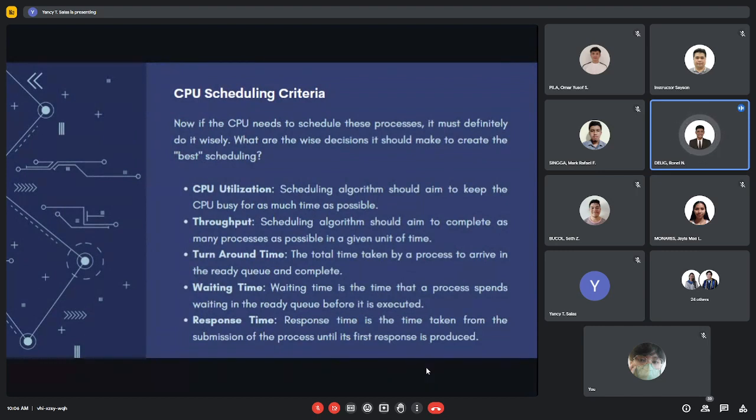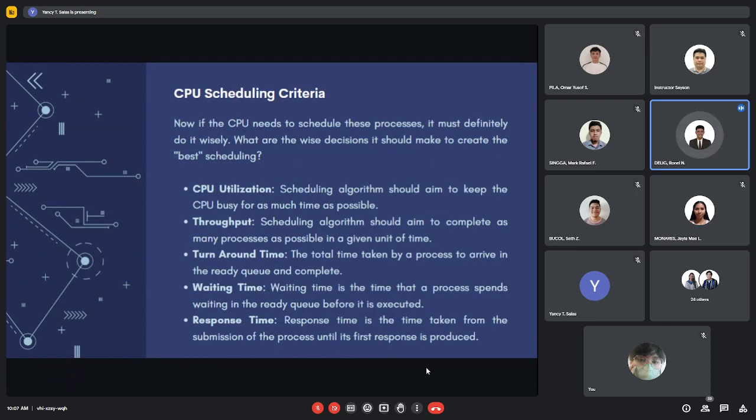So this throughput is like, for example, 100 processes per second. So that is our throughput, where the scheduling algorithm must aim to or must maximize the amount of processes it can complete in a given amount of time.